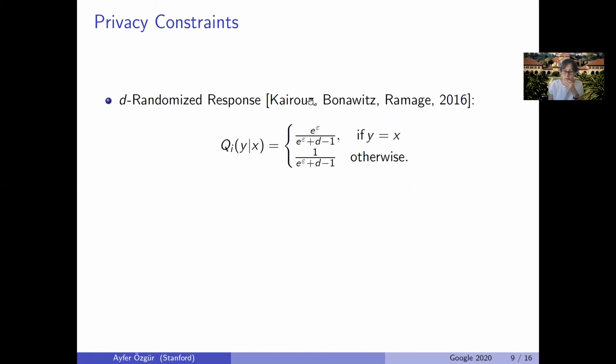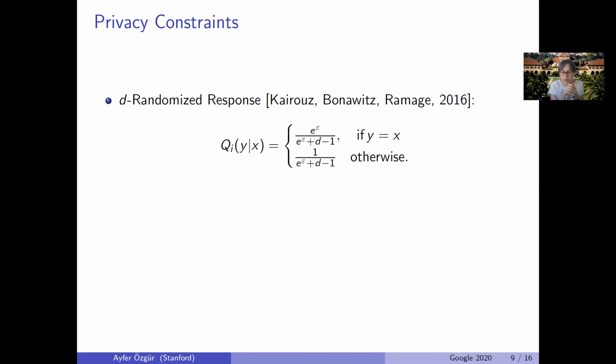For example, there is this work by people from Google from 2016. One privatization mechanism you can apply here is randomized response, where you simply take your sample and you either send it as it is to the central server, or you switch it to one of the other d-1 symbols uniformly at random with some probability. And the probabilities have to be adjusted to the privacy level you would like to achieve.